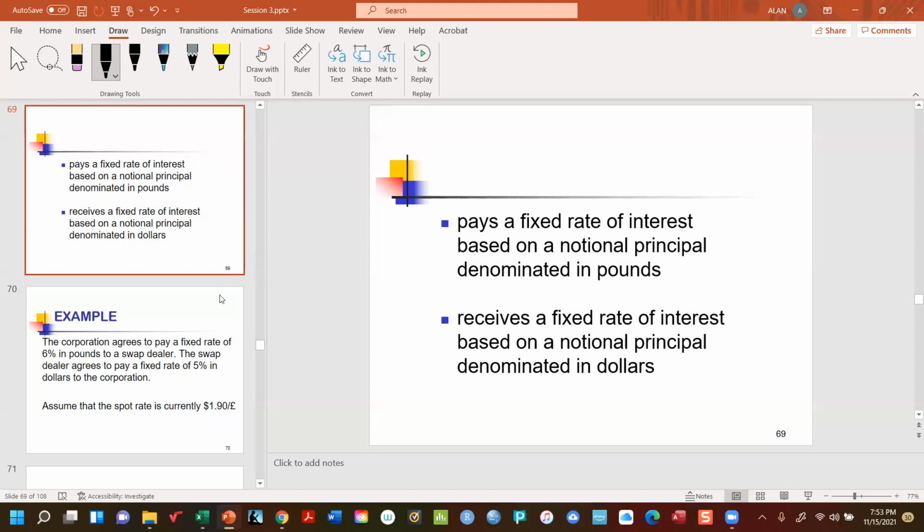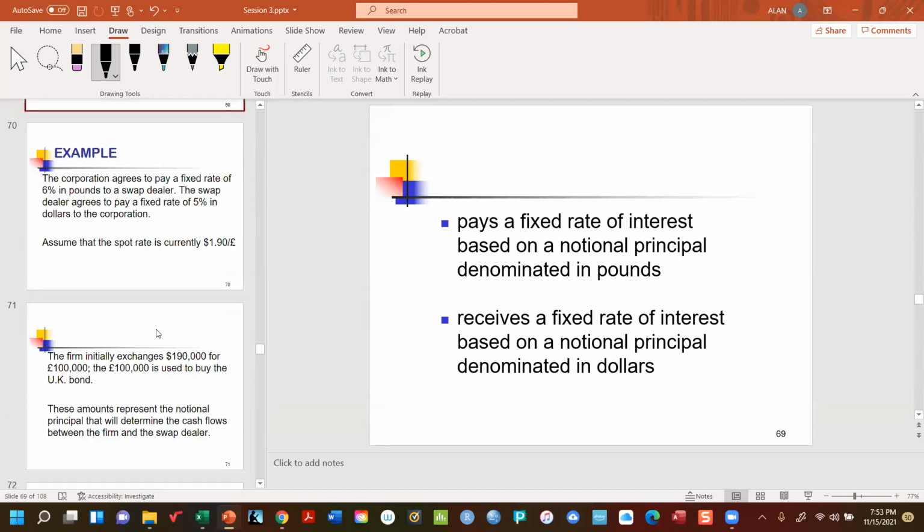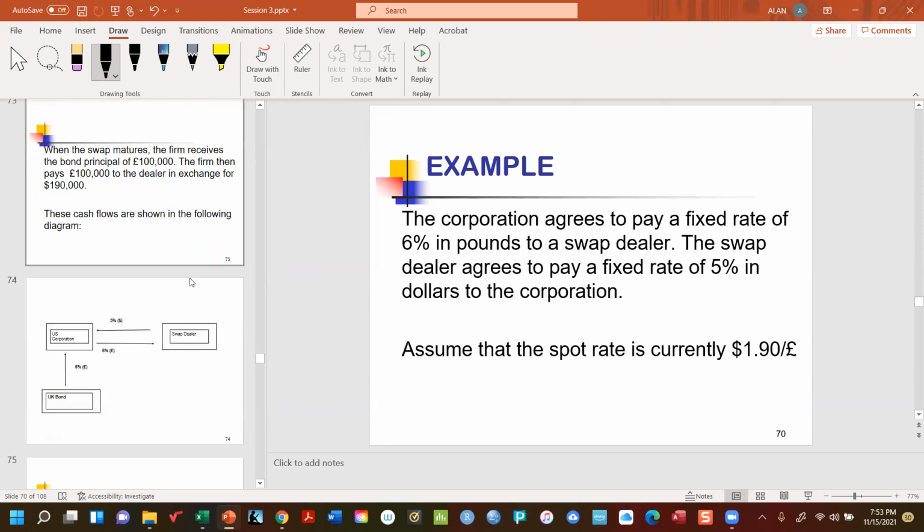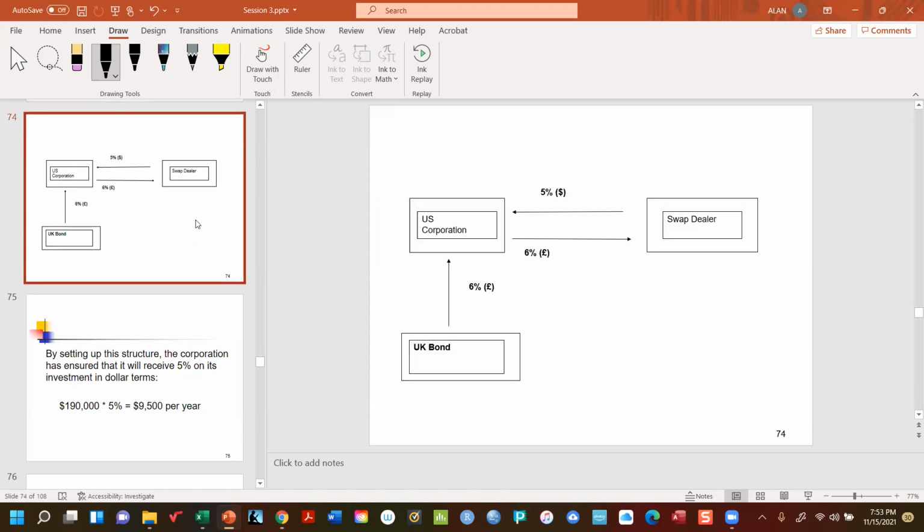So, all right, now let's just say that we go ahead with this and we bought the bond, and now we're going to enter into a swap with the dealer. And the trade is that we're going to pay 6% in pounds to the dealer, and the dealer will pay us 5% in dollars. So I think here it is. I knew I had a diagram here somewhere. I find that it's difficult to visualize what's going on without a diagram.